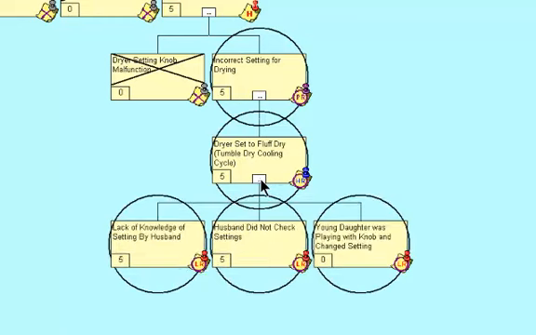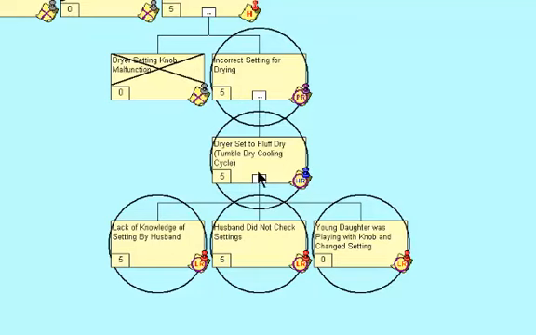Well, why was it set to that and why did I miss it? It's the lack of knowledge of the setting by the husband. I never do the clothes. I have no idea what those settings mean. The husband did not check the settings. It was a blind flash of the obvious.